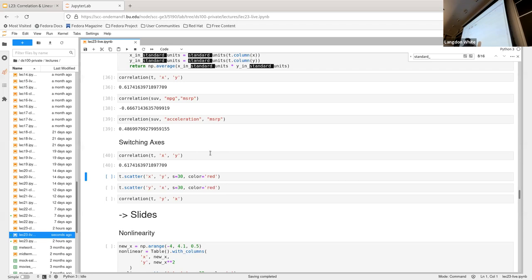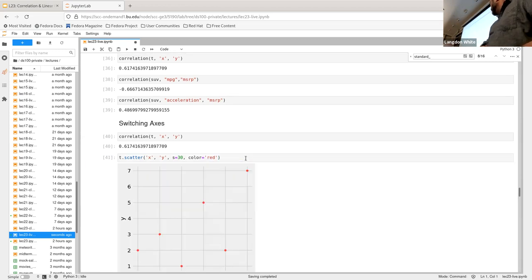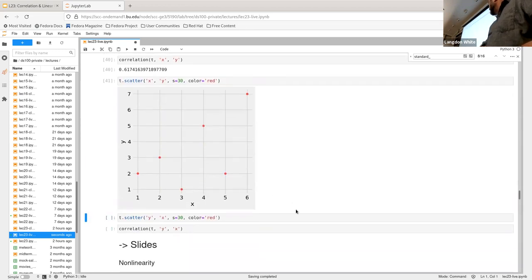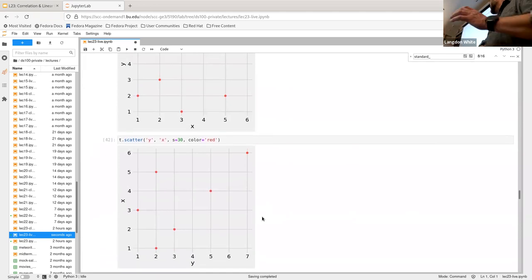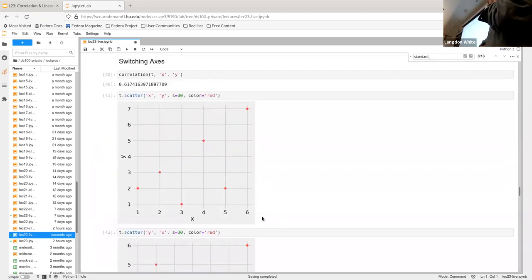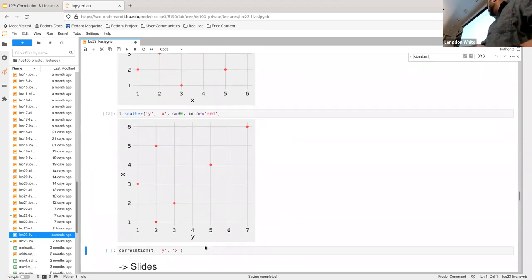So the relationship works in both directions, okay? We can look at it and still say it's a 0.61 correlation when we reverse those two axes, and we can make pretty pictures where we have the two in reverse. If the correlation is there, it's still going to work even when we reverse it.